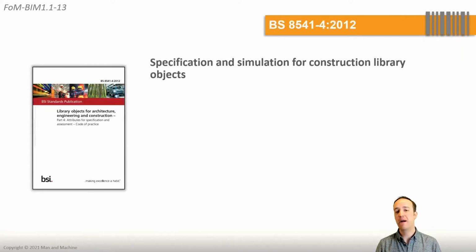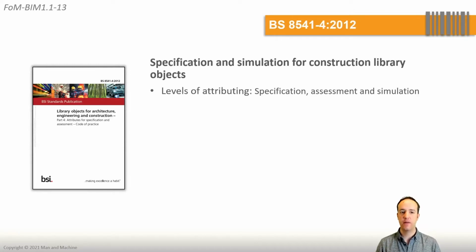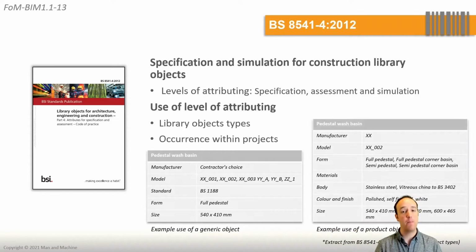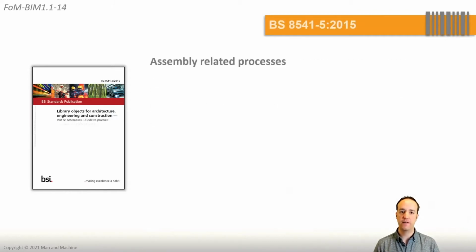You then have information attached. So part 4 of the 8541 series talks about what information you need to put against it to tick that box about the information. This is one small piece of a bigger jigsaw puzzle, for example, with information. But again, it's important to read and understand.